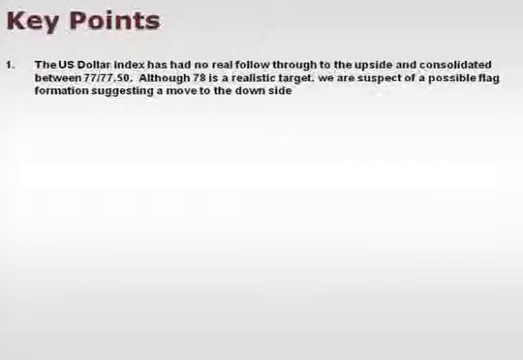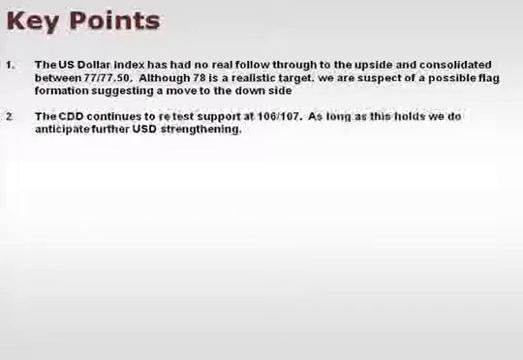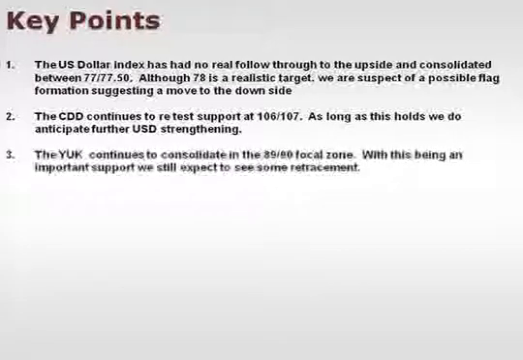Let's take a look at a few of our key points. First of all, the US dollar index has had no real follow through to the upside and is consolidated between 77, 77.5 for quite some time now. Although 78 is a realistic target, we are suspect of a possible flag formation suggesting a move to the downside. The CDD continues to retest support at 106, 107. As long as this holds, we do anticipate further US dollar strengthening against the Canadian dollar. The YUK continues to consolidate in the 89.90 focal zone. With this being important support, we still expect some retracement.